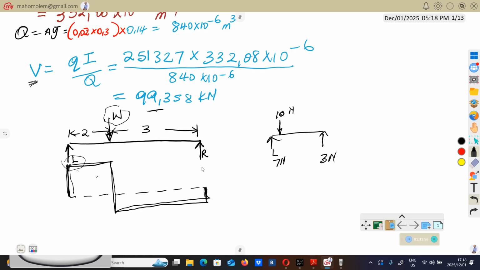So once we have the shear force like this, starting from here to there, this is the shear force diagram. It represents the shear force. The shear force from this point to this point is represented by this. The shear force from this point to this point is going to be smaller. It will be represented by this.